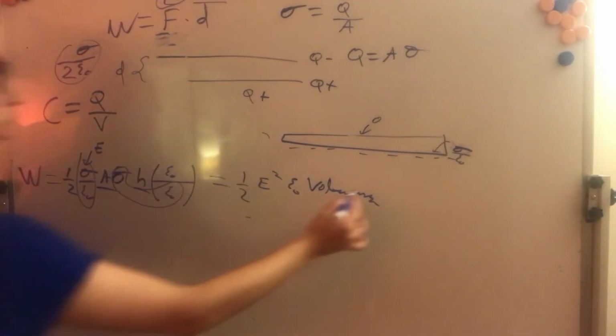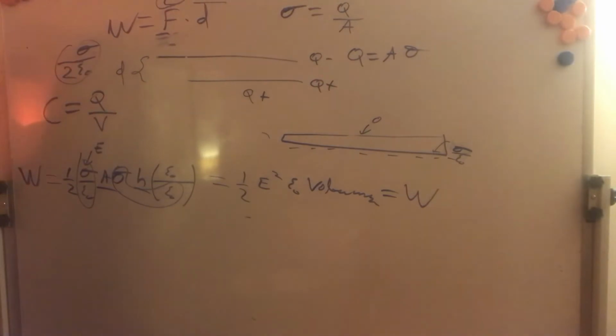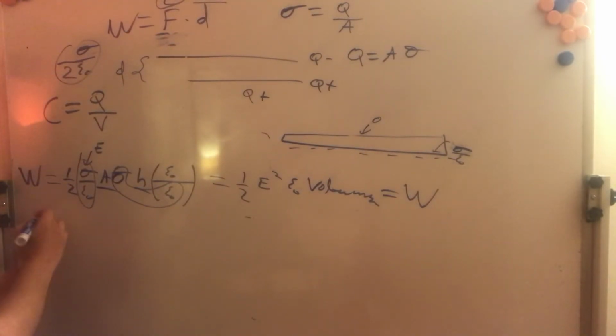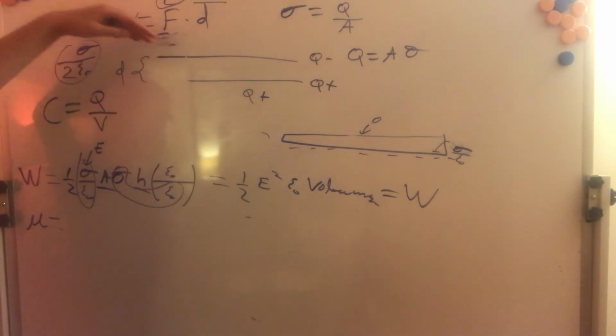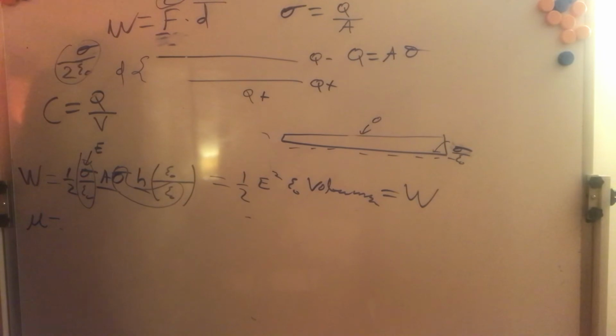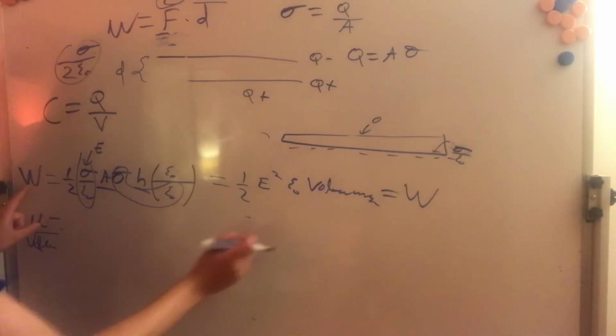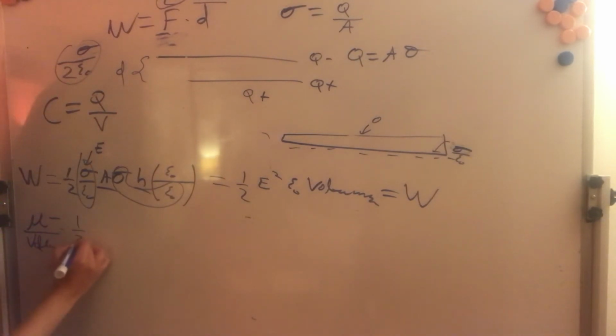So this is the work done, and this is the work done that would be stored as electrical potential energy. If you want the energy density, that is energy per volume, you divide the work by the volume, and so you just have 1/2 of epsilon naught times the electric field squared.